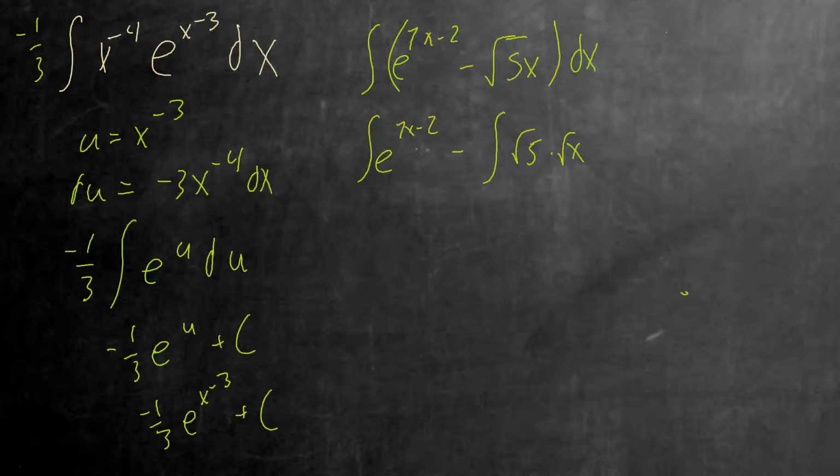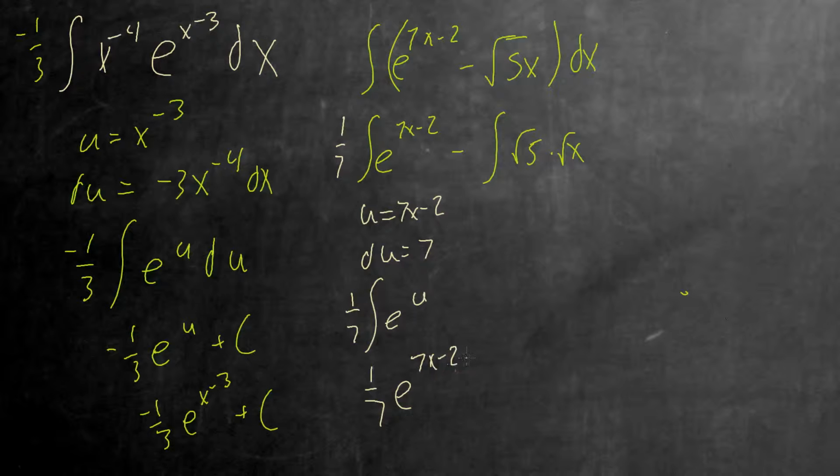But let's start over here. We're going to need a u here. All the way inside is the 7x minus 2. So du is 7, so I need a 1/7. 1/7 e to the u, which is going to be e to the u. I'm just going to go ahead and write it: e to the 7x minus 2.